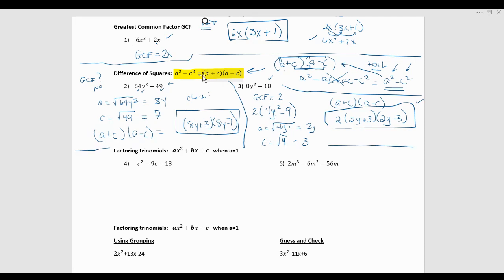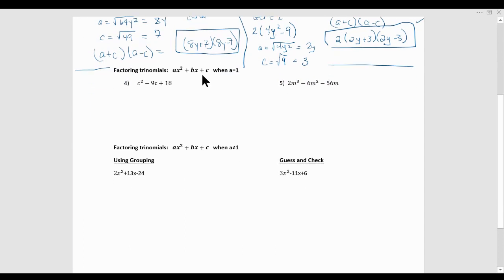So the final case is when I have a trinomial in the form ax squared plus bx plus c. We're going to first look at when our first term a is equal to 1. So when I look at this trinomial, I know from working FOIL backwards that I'm going to have a c term in each one of these binomials, because when I multiply c by c, that's going to give me c squared. Since this is a 1, I can only have a c and a c here.